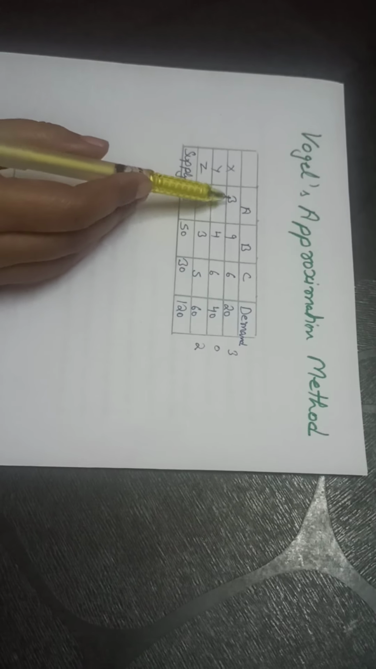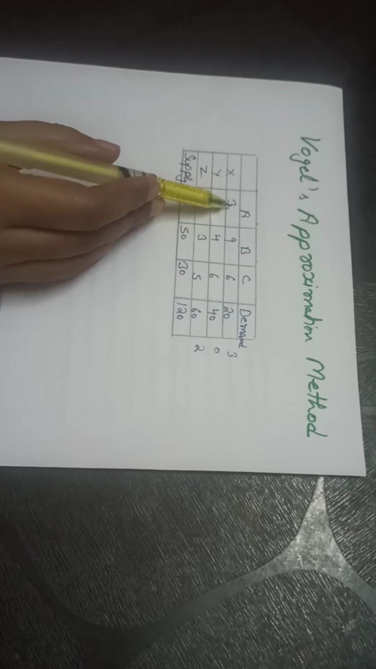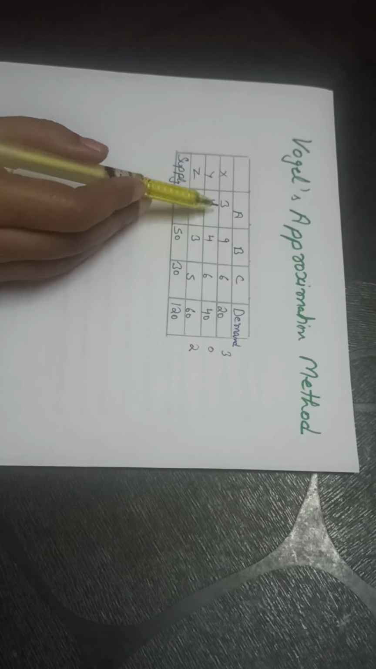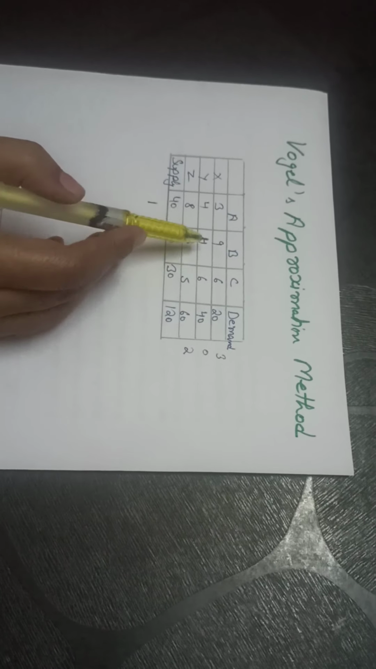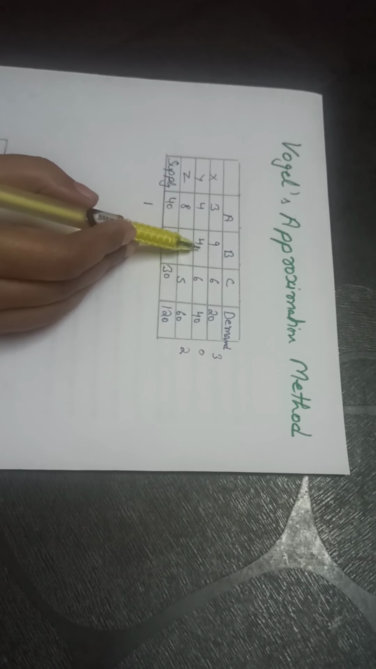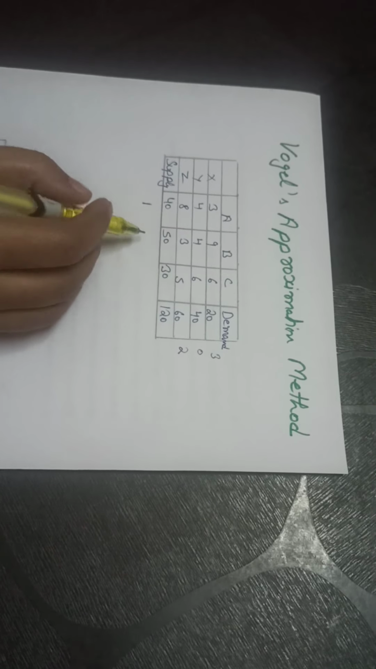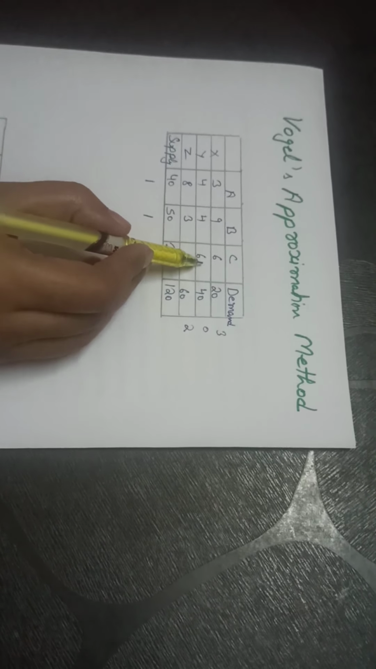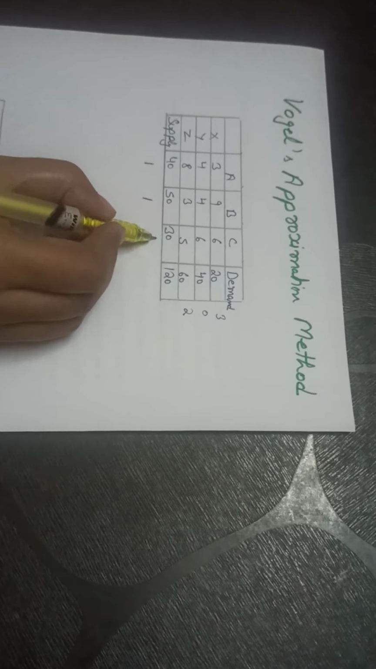We will repeat the same process with the columns also. We have 3 as the least cost, the second least cost is 4. 4 minus 3 is equal to 1. In the second column also 3 is the least cost, 4 is the second least cost. 4 minus 3 is equal to 1. Here the least cost is 5, the second least cost is 6. 6 minus 5 is equal to 1.